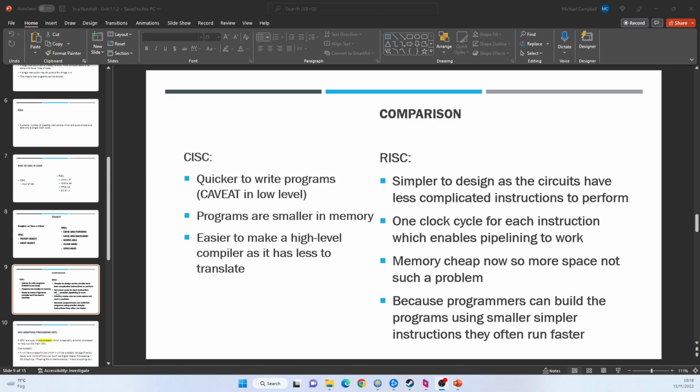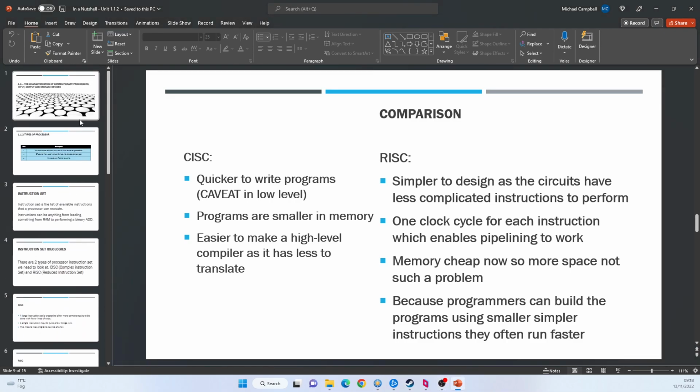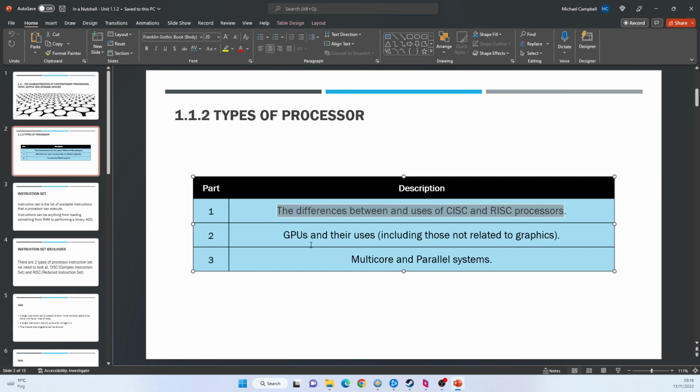Right, so let's go on to the next part. What we just covered was this part here. Now we're going to look at GPUs and their uses, including those not related to graphics.